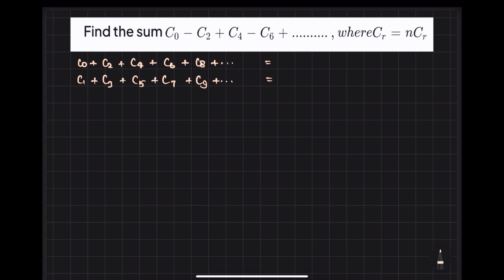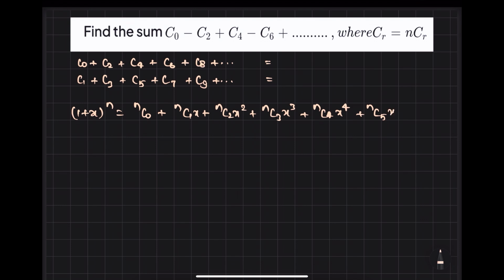We have expanded (1 plus x) power n as nC0, nC1 x, nC2 x square, nC3 x cube, nC4 x power 4, nC5 x power 5 dot dot dot. Okay, first what we will do, we will replace x with 1.